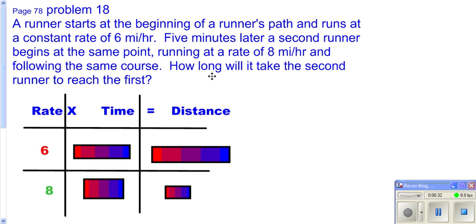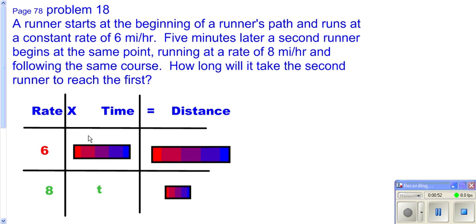Now it says how long will it take the second runner to reach the first? So you're looking for time. So I would say you're going to want to go ahead and let your variable represent what you're looking for, which is how long for the second runner, which is this one right here.